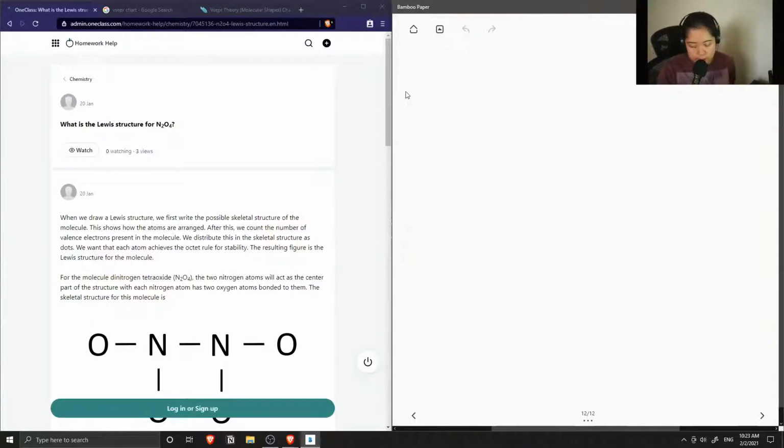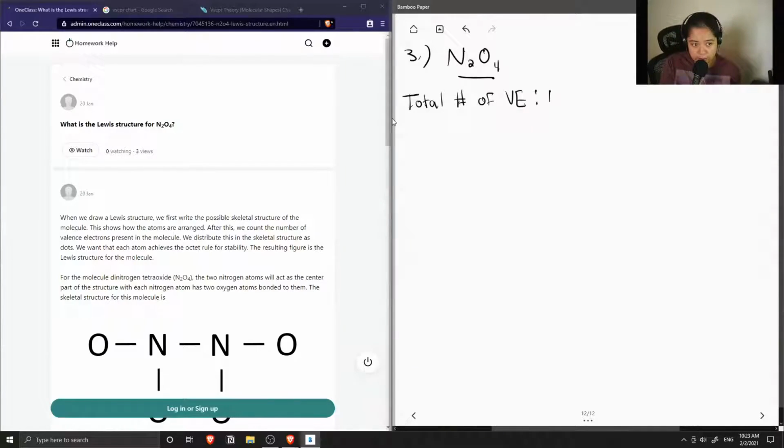Okay, so question number 3. What is the Lewis structure for N2O4? Okay, so first let's find out the total number of valence electrons, since this will help us write out the Lewis structure for this compound.